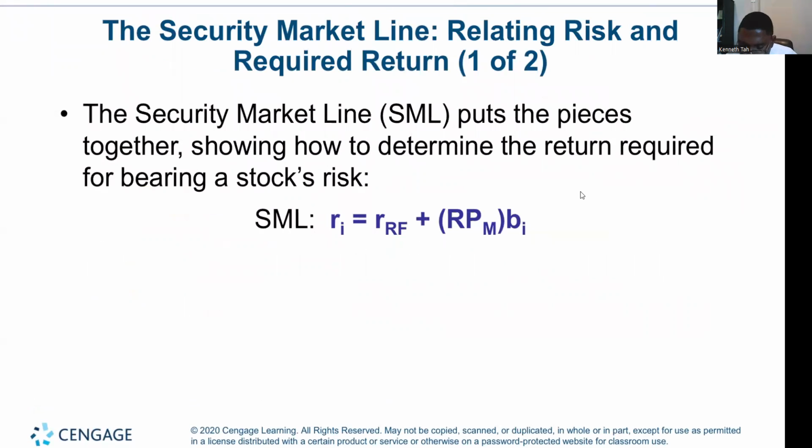So this is the formula for the capital asset pricing model, which is also the security market line. So the security market line, SML, puts the pieces together. It shows how to determine the required return for bearing the stock's risk. So this is how required return is going to be computed. So we will call this the SML line. It is CAPM, Capital Asset Pricing Model.